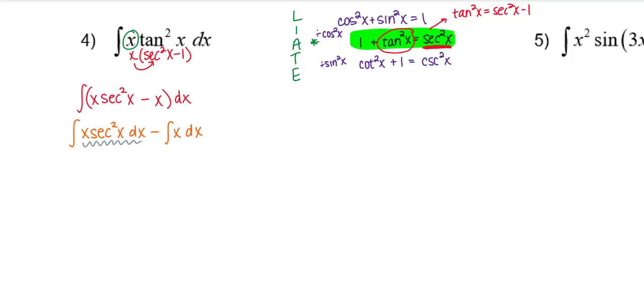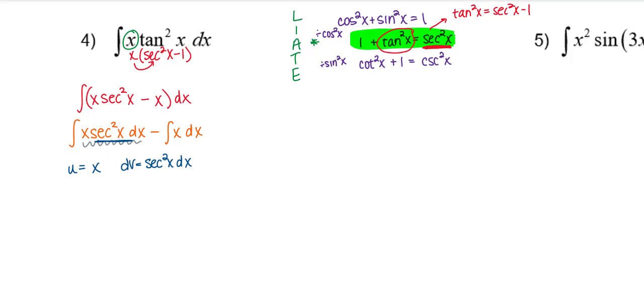Okay, so now this x secant squared x is exactly what I was talking about earlier. This is the by parts part. Well, the algebraic part, right, is x, so that will be my u. And now my dv, the rest of that integrand, will be secant squared x dx. And now I'm good to go.